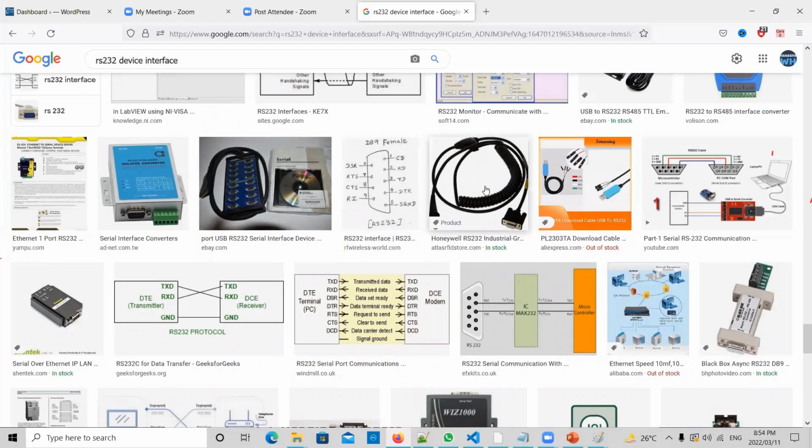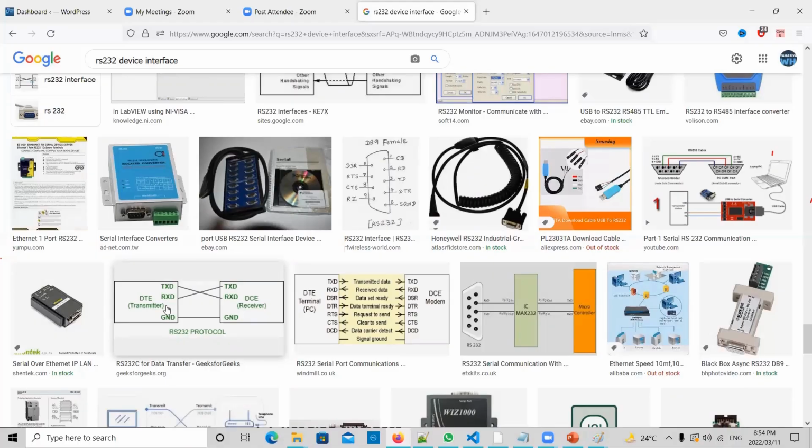Usually the RS-232 cable will be something like this. See here, it has a TX, RX and ground. Three pins are enough to do RS-232 communication. The same three pins are enough to do CAN communication as well.